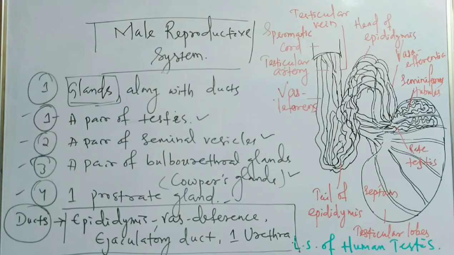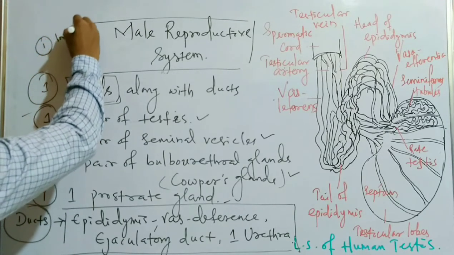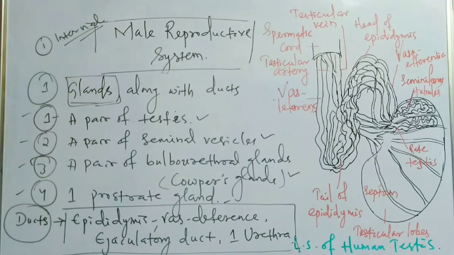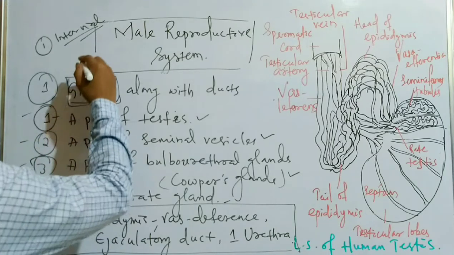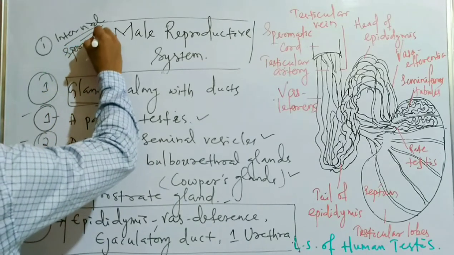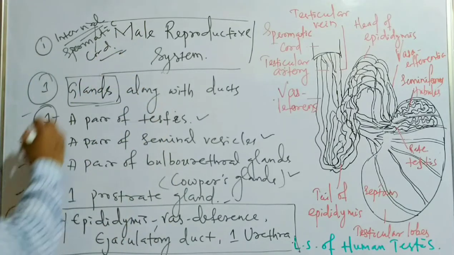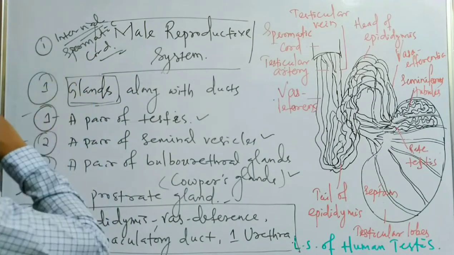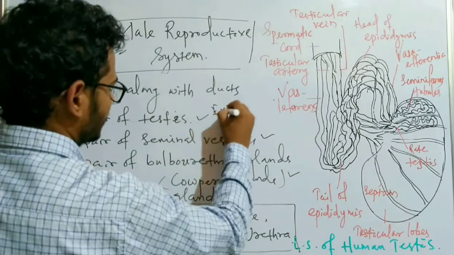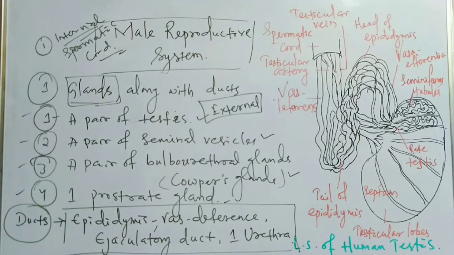We have some supporting structures also. So what are the supporting structures? The first one is the internal supporting structure, and the internal supporting structure is a pair of spermatic cords. The spermatic cord, here it is written, spermatic cord. It is also in pair.